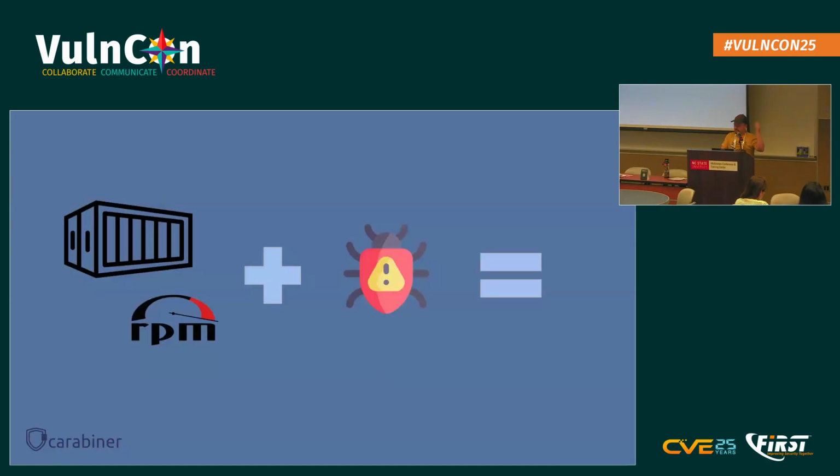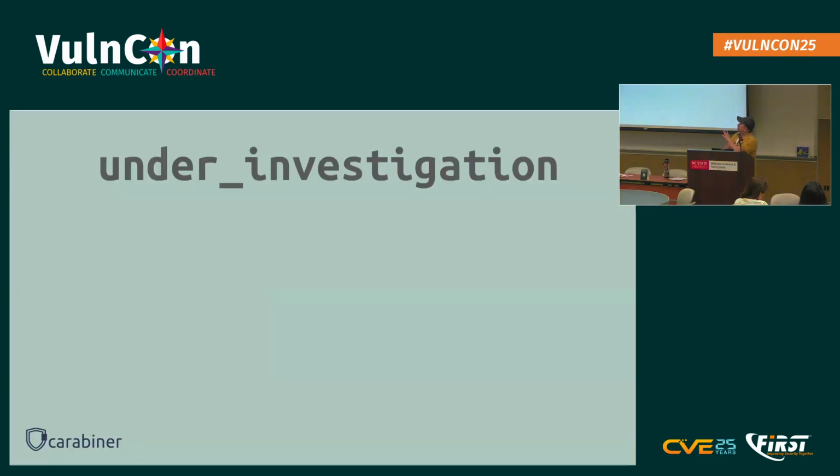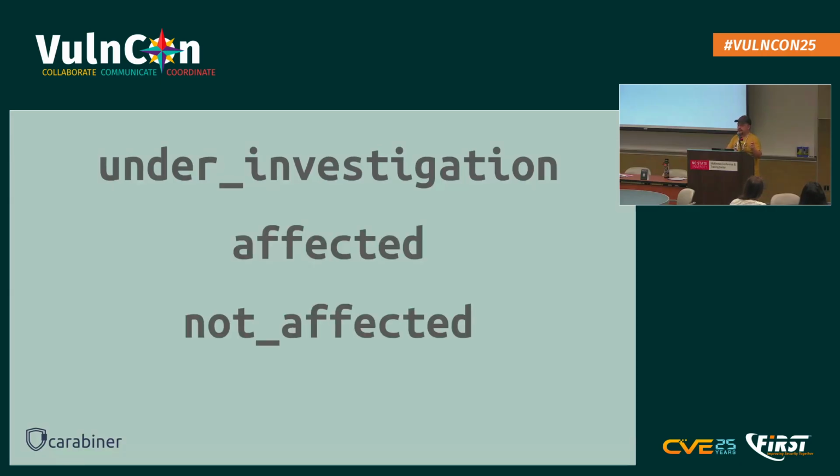So VEX brings together product, vulnerability, and the four status messages of VEX: under investigation, affected, not affected, and fixed. You can issue one VEX statement if you know the final assessment, but we also support the idea that there's an evolution of knowledge that happens over time. So you want to make sure that you are able to push that.